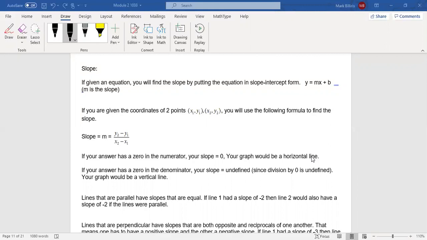If after doing so your answer is 0 in the numerator, then your slope is 0, because 0 over anything, except for 0 itself, is 0. Your graph would be a horizontal line. If when you plug in the values, your answer has 0 in the denominator, then your slope is undefined, because division by 0 is undefined. If you were to have graphed those 2 points, your graph would be a vertical line.